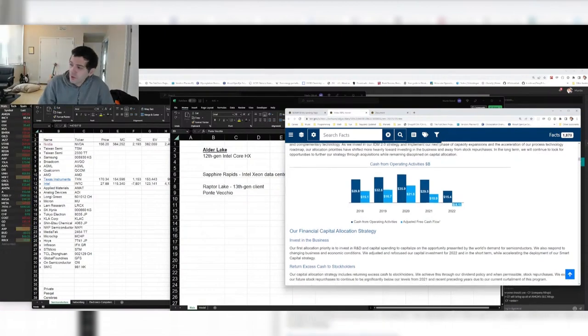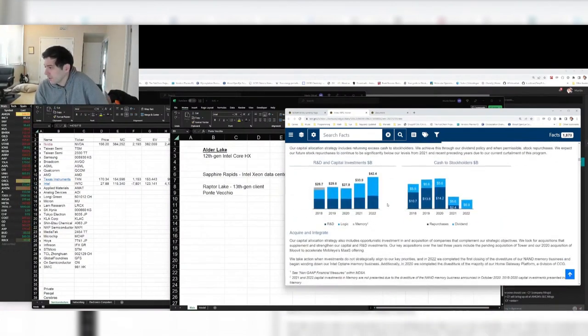Here's the trailing 5 years. You can see quite a bit of cash flow. So it looks like 2022 is definitely a cyclical slowdown that hopefully represents the trough for them, but it may not, right?